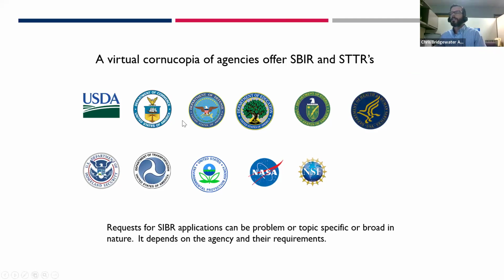Yeah, it's a cornucopia of agencies. Almost every agency offers an SBIR or STTR program. Even the NSA. What's interesting though is that the NSA does not publish what the topics are. It's invite only. This is from the person who does the NSA program. They email you if they want you to do a project for them.